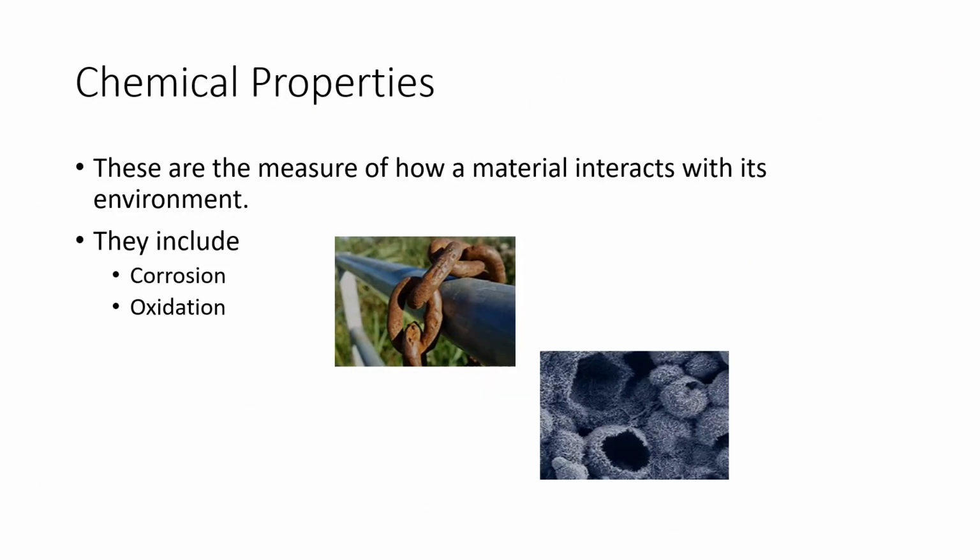All right, chemical properties. For chemical properties of material, we're looking at corrosion and oxidation because they matter in our product. We don't want our product to corrode. We don't want our product to be oxidized, because they're going to damage its quality. So these are the measures of how the material interacts with our environment, the earth environment.